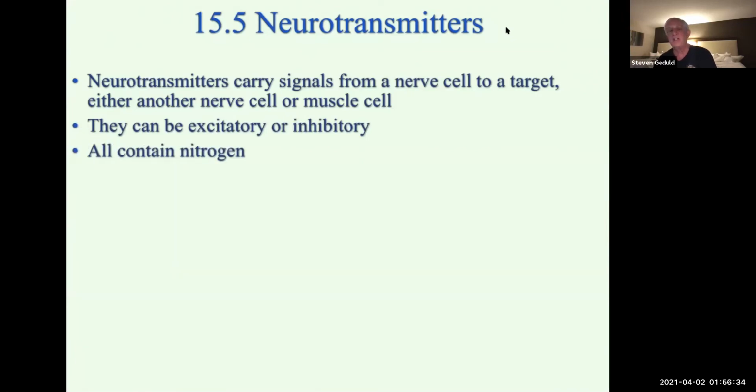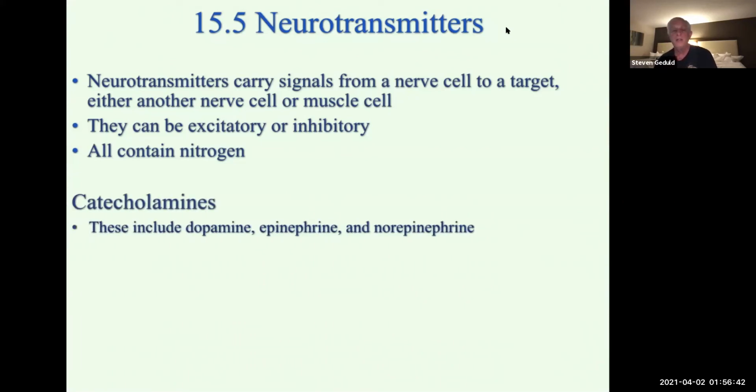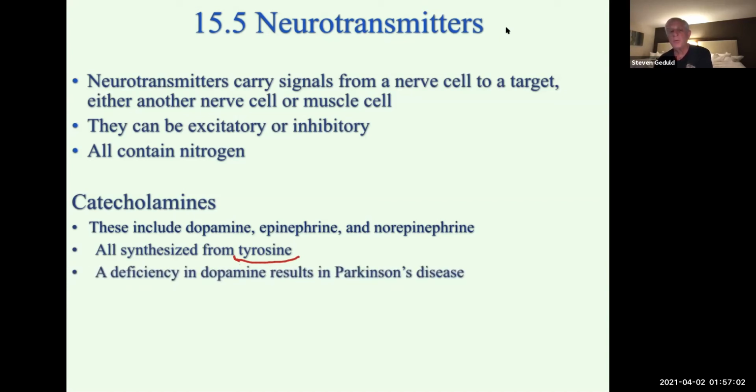They all contain nitrogen. Every single neurotransmitter contains nitrogen. And they're catecholamines. Catecholamines include dopamine, epinephrine, and norepinephrine. Those are three of your neurotransmitters, okay? They are all synthesized from the amino acid tyrosine. So dopamine, epinephrine, and norepinephrine all come from the same one amino acid, tyrosine. Okay. If dopamine is in deficient quantities in the body, that results in Parkinson's disease. That's what causes Parkinson's.